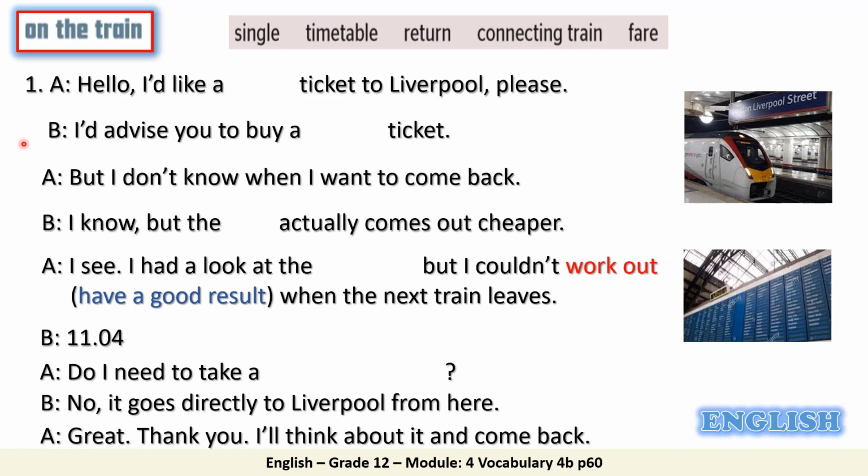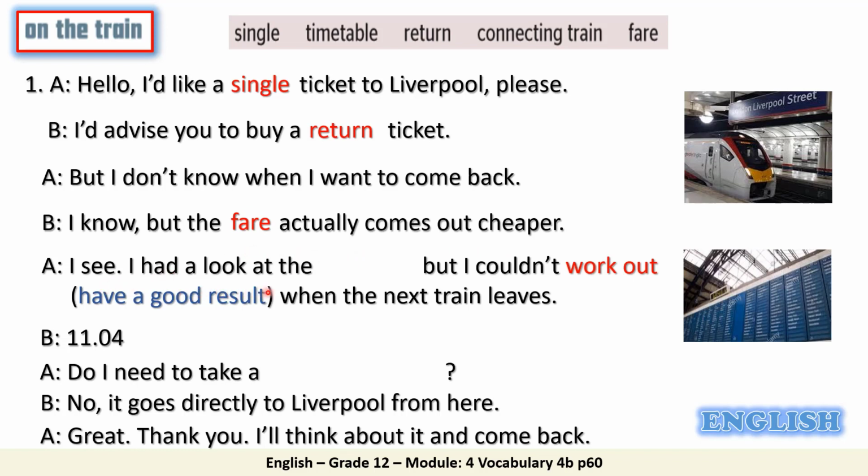This is a dialogue between you and a clerk, a booking clerk. You say, hello, I'd like, what's your answer please? Right, like a single ticket to Liverpool, please. He says, I would advise you to buy not a single ticket, not a one-way ticket, but a return ticket. But I don't know when I want to come back. Oh, I know, but the return actually comes out cheaper. Something that has to do with the price. It's fare, right?